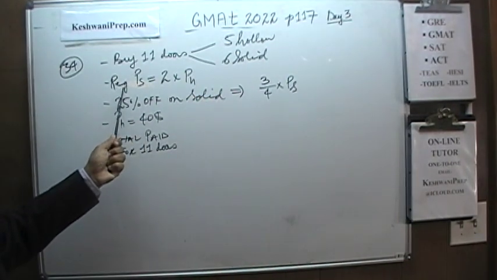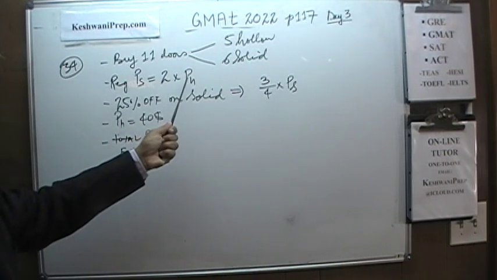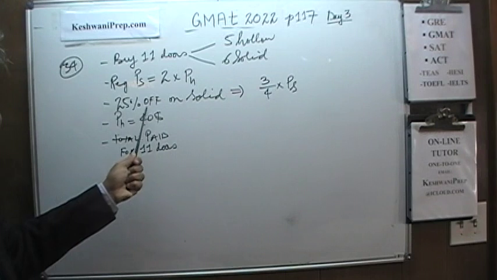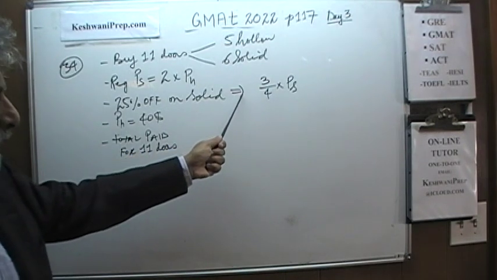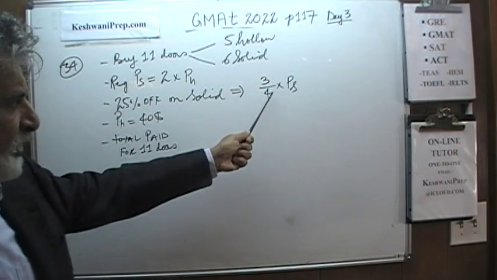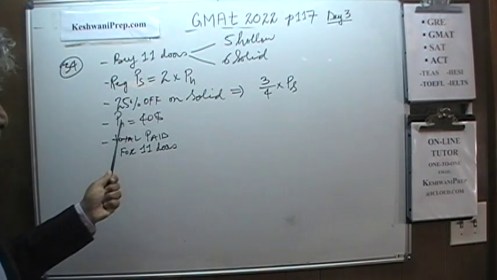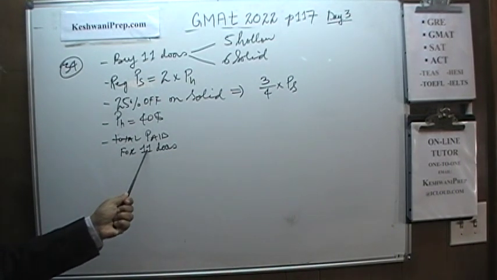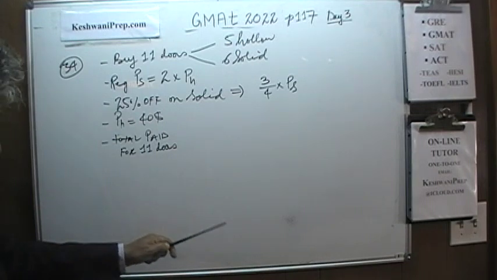We are further told that the regular price of a solid door is twice the price of the hollow door. But they have a 25% off. They have a discount going on a solid door, which means the price of the solid door is 3/4 of its regular price. We are further told that the price of a hollow door is $40. The question simply is, how much are we going to pay for these 11 doors?